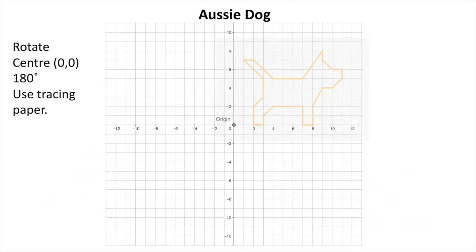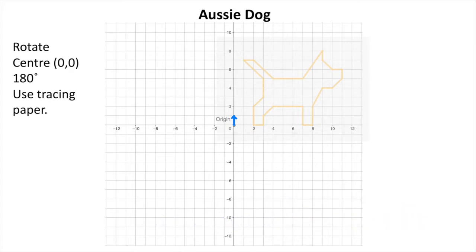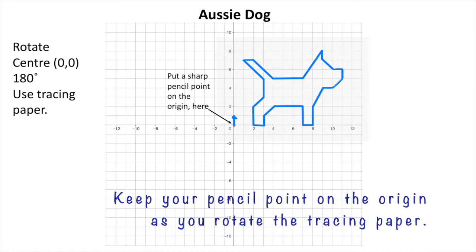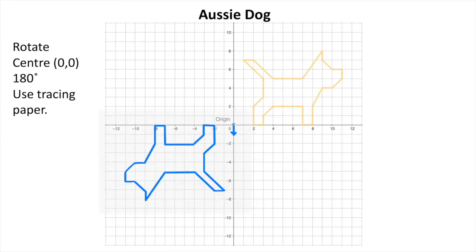Start by putting a small piece of tracing paper over the dog. As we are rotating about the center 0, 0, the origin, put a small arrow mark there vertically as shown. Now trace round the dog. Now put a sharp pencil point on the origin and keep it there as you carefully rotate the tracing paper through 180 degrees. That is when the arrow is pointing vertically downwards as shown.